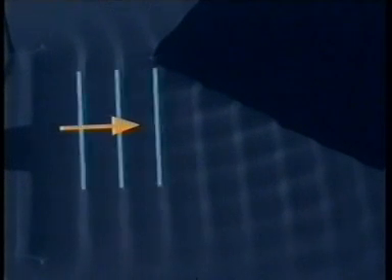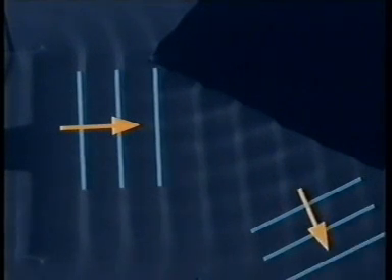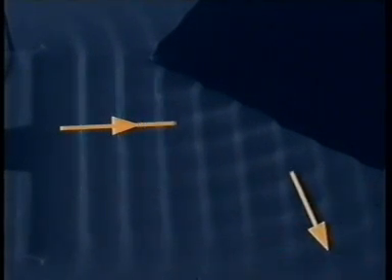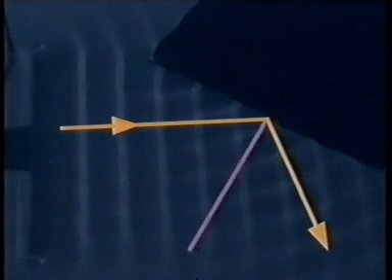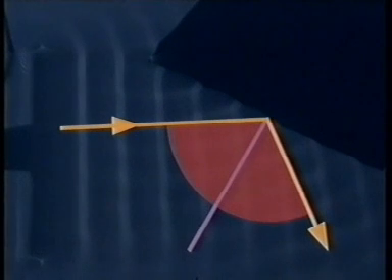These are the wave fronts approaching the plate. The waves reflected from the plate have changed direction. As with the pool ball, the angle of incidence is the same as the angle of reflection.